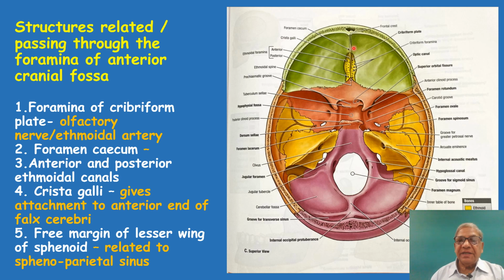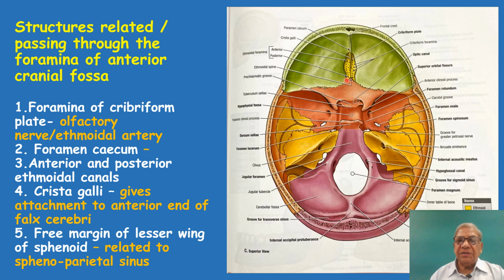Then he may ask that there is a foramen which is called the foramen cecum. Which structure passes through the foramen cecum? You should say that it is a blind foramen, that's why it is called foramen cecum. But sometimes if it is patent, then a vein can come after draining the mucous membrane of the nose, and it can drain into the superior sagittal sinus.